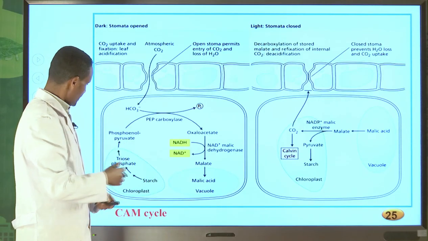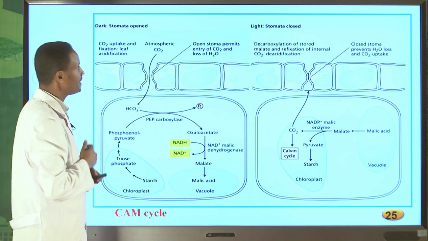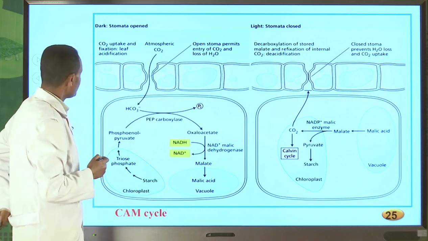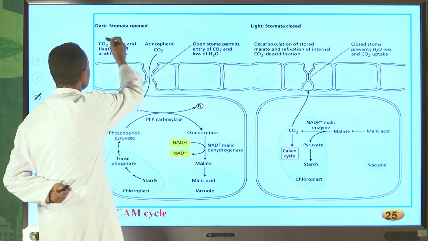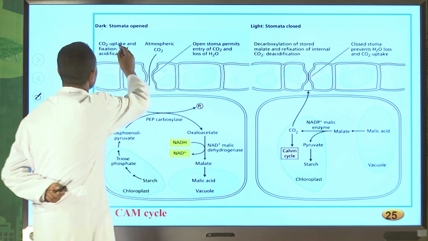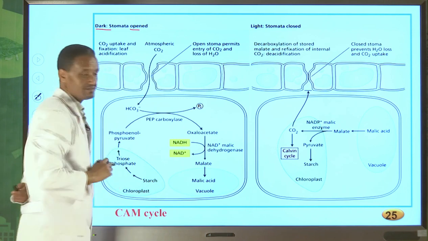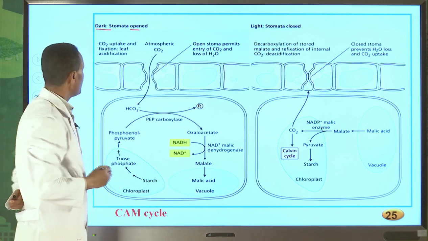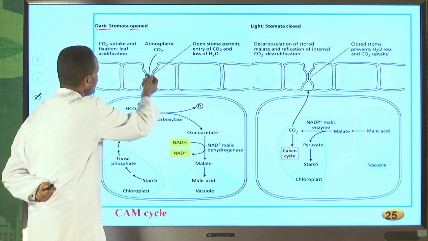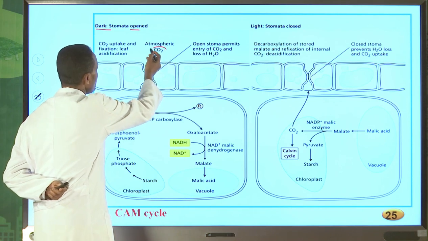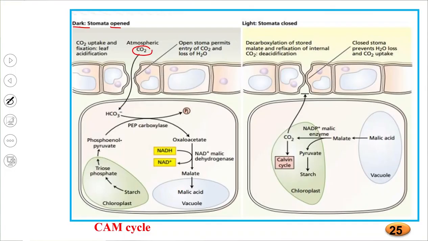Now, let us see the CAM cycle here. In the CAM cycle, in the dark time, the stomata become open in the dark. Then when the stomata open, the atmospheric carbon dioxide enters into the cell. Then in the cell, it forms an acidic environment.